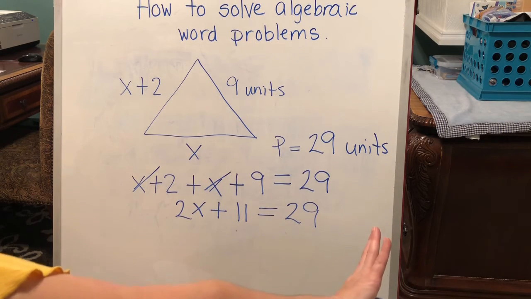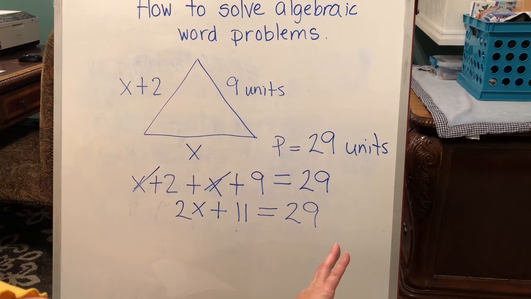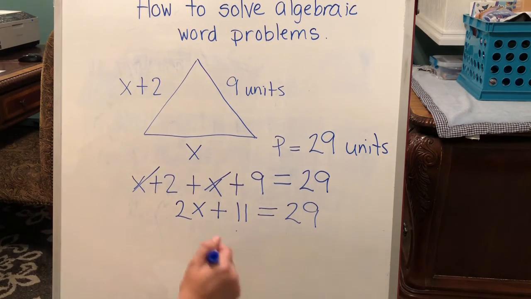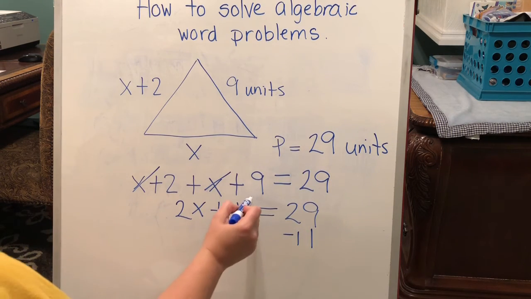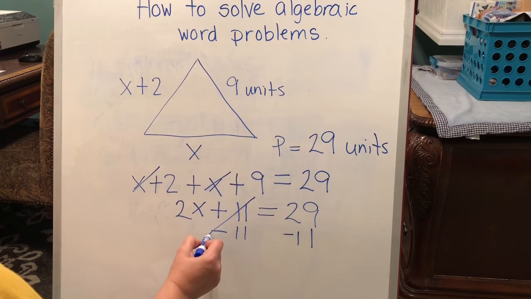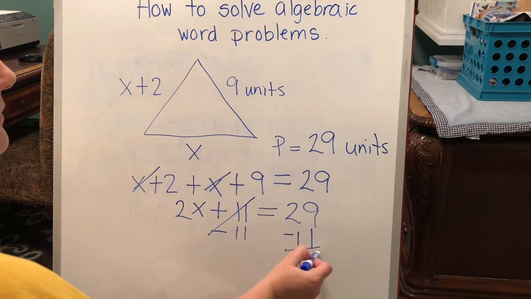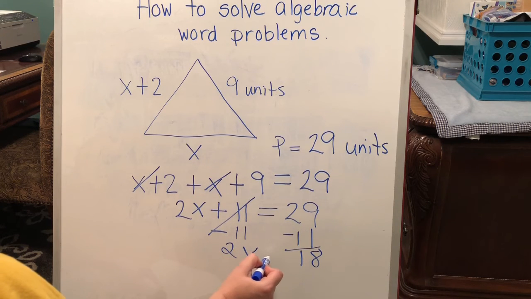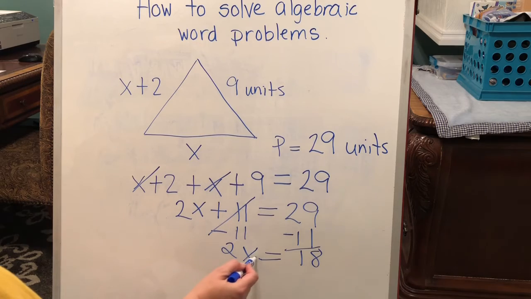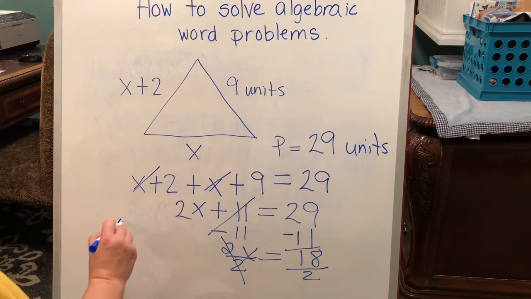I'm going to start pushing everything away from the x because I want to get him alone on one side of the equal, so I end up with a nice clean x equals something. So I'm going to minus 11. Plus 11 minus 11 makes 0, so those cancel out, and I get 18. 2x is equal to 18. Divide by 2. Those cancel out and make 1. Divide by 2. And my x now is equal to 9.